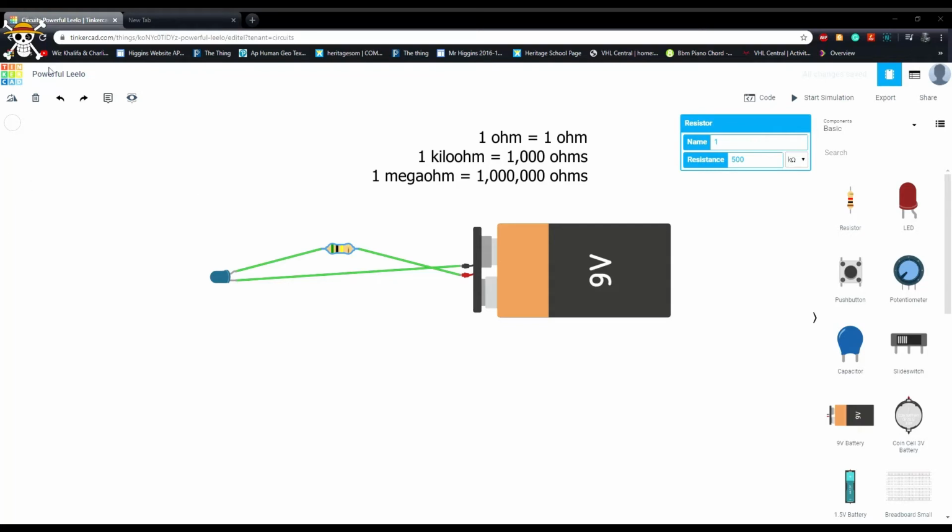So let's say we have a circuit, and we're trying to find the amount of current that it has. We're going to work with the 9-volt battery that we've always had. Let's say this circuit includes a 9-volt battery.